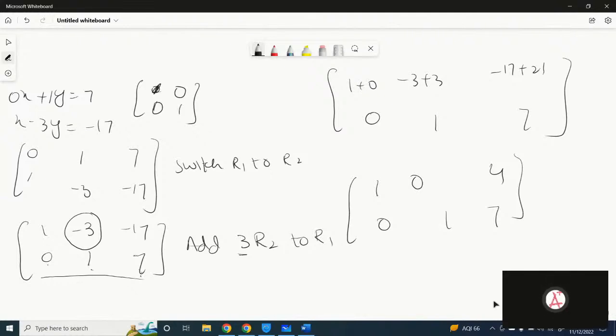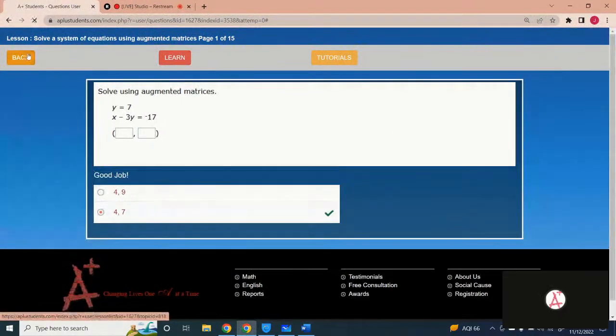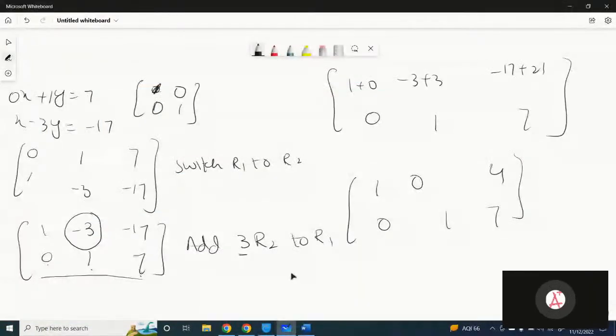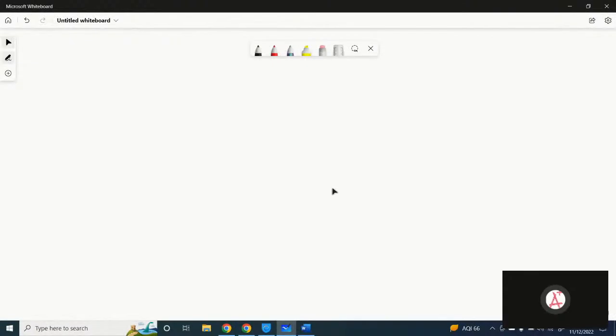Let's start with another one. The next one is solve a system of equations using any method. The solution is 4, 7. And let's start with the next topic. The next topic is solve system of equations using any method.